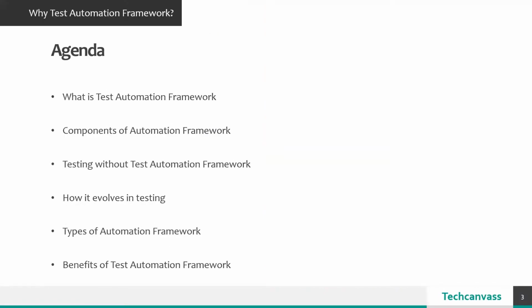Let's have a look at today's agenda. First, we will understand what a test automation framework is. We'll talk about the components of a test automation framework, the problems that we face if we do not have a framework in place, and how the test automation framework evolves. Then we will talk about the types of test automation framework and, last, its advantages.